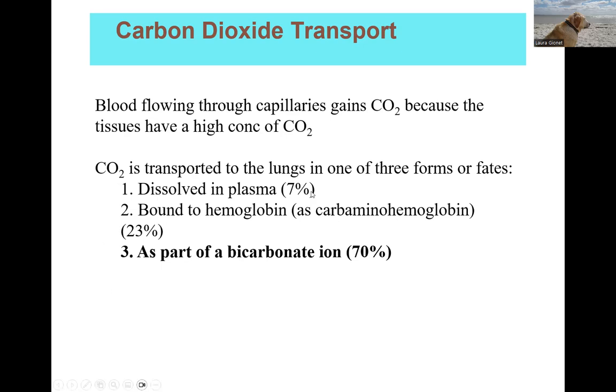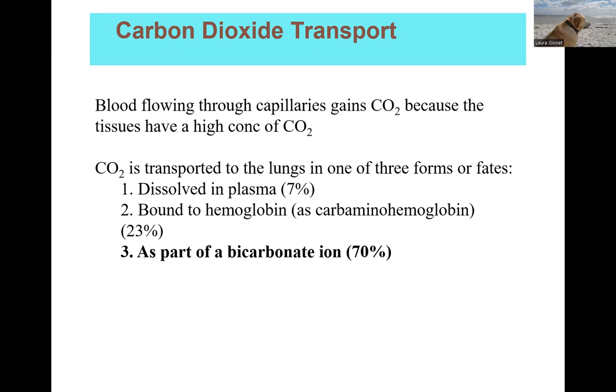All right, it can either be just as a gas, carbon dioxide dissolved in plasma, which is about 7% of the carbon dioxide. So not much. It's the same with oxygen, there's a certain amount of oxygen and different gases that are present in small amounts just in the plasma, not bound to anything else. The other way it's transported, a little less than 23%, is bound to hemoglobin as carbaminohemoglobin. The primary way we transport carbon dioxide is in the form of a bicarbonate ion, and that's about 70%. And I'll show you how that works in just a second.